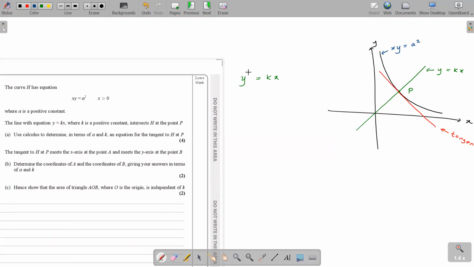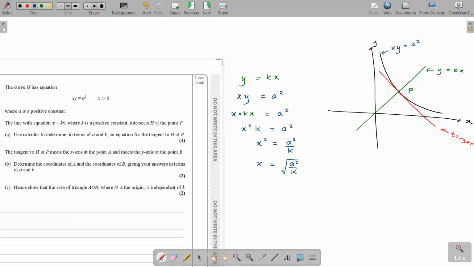So let's solve it. y equals kx. Let's substitute into xy equals a square. So replace y here: x times y is x times kx equals a square. So we get here x square times k equals a square. x square equals a square over k. So x equals the square root of a square over k.